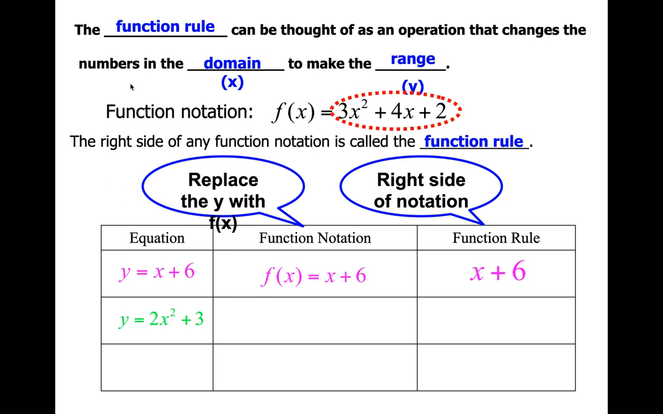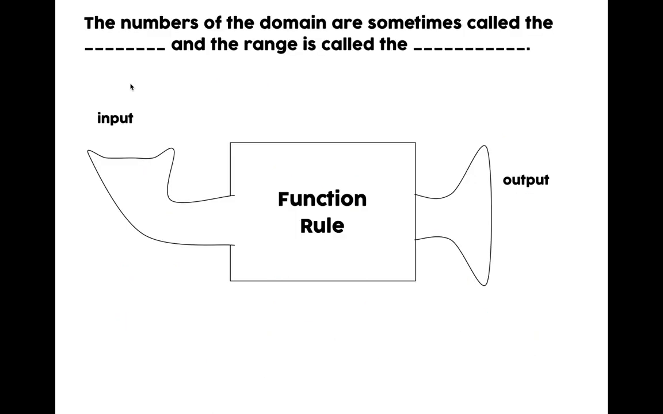Here, again, we start off with an equation. We replace the y with f of x. And then our function rule tells us that we square the x, multiply by 2, then add 3. So the numbers in the domain are sometimes called the input values, and the range is called the output values.